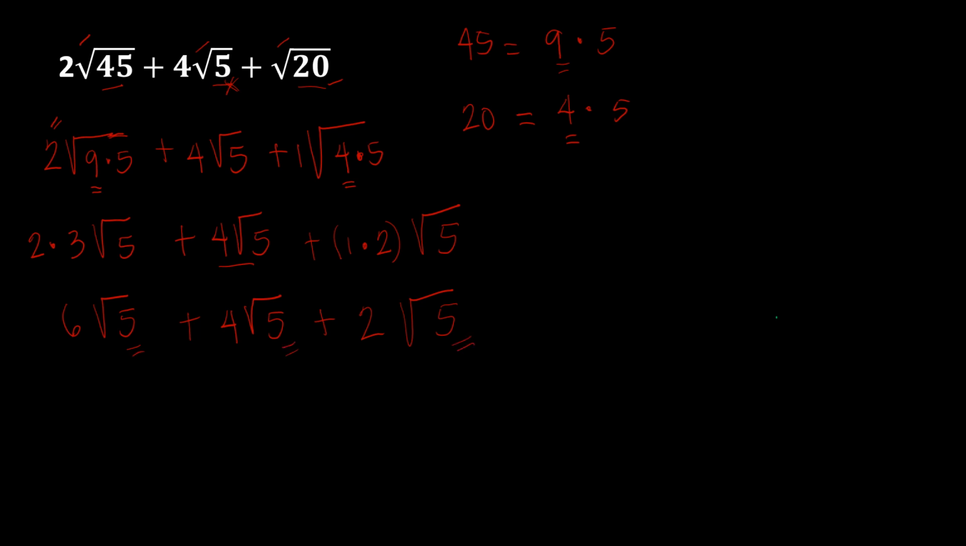Apply natin yung ating formula in adding radicals. Okay, we'll be adding the numerical coefficients na 6, 4, and 2. Then, copy natin yung ating square root of 5. 6 plus 4 is 10 plus 2 is 12. So, 12 times the square root of 5 ang ating final answer.